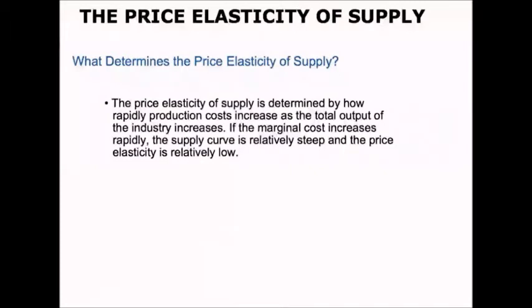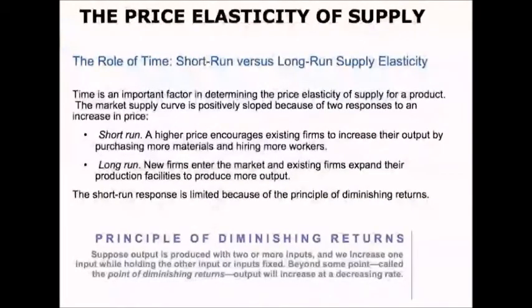And what determines the price elasticity of supply? We're looking at a supply curve and trying to determine how responsive changes in quantity are to changes in price. So in an industry, if marginal costs increase rapidly as production goes up, then it will take a large change in prices to get a small change in quantity. And that's going to be an inelastic supply curve. The price elasticity of supply is determined by how rapidly production costs increase as total output goes up.